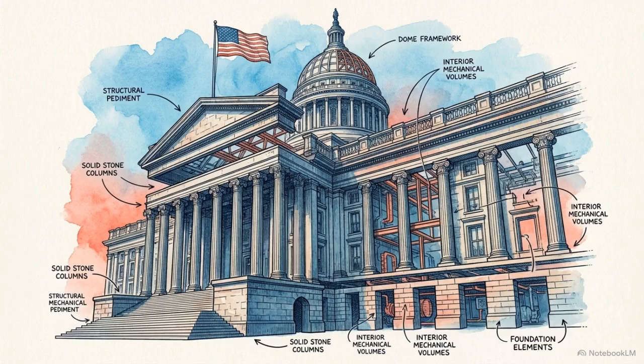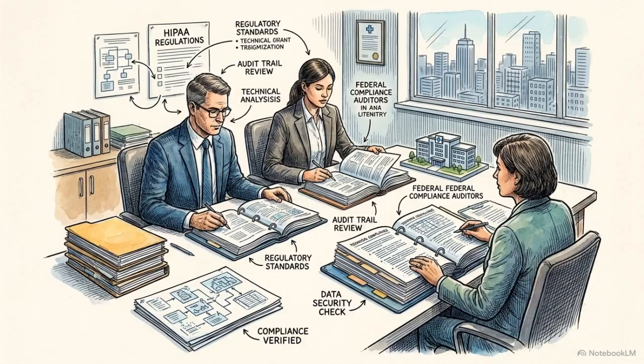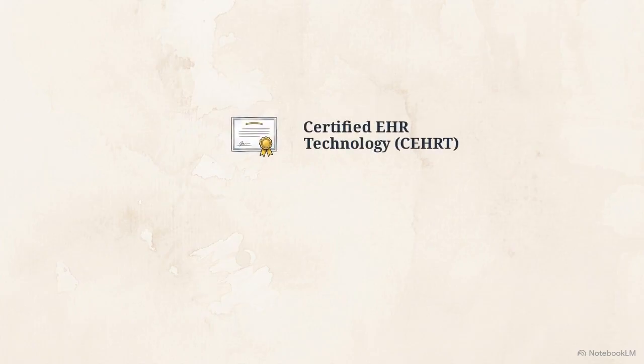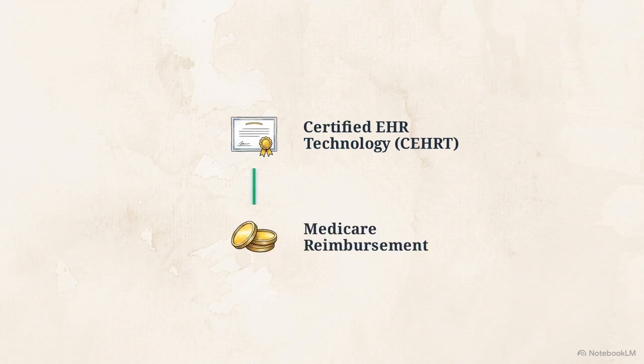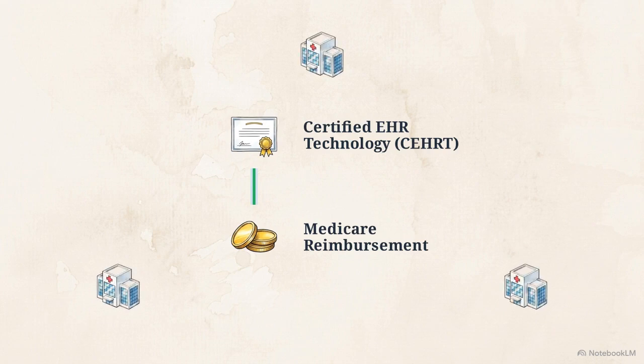To break these data silos, the federal government spearheads compliance through the Office of the National Coordinator for Health Information Technology, or the ONC. The ONC mandates the use of certified EHR technology, or CEHRT. By tying these certification criteria directly to Medicare reimbursement programs, like the merit-based incentive payment system, the government incentivizes interoperability.